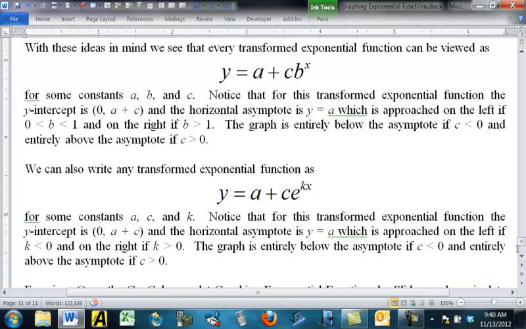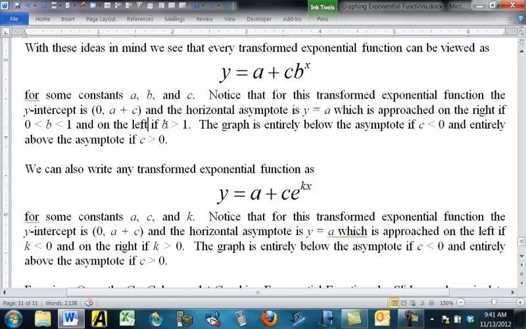So we've shifted it from, remember, this is basically replacing y by y minus a from our original graph. So if we started with y equals c times b to the x, and then replaced y by y minus a, we get this form, y equals a plus c times b to the x. And so now our horizontal asymptote is just y equals a. It's going to approach this on the left when the base is between 0 and 1. No, that's backwards. It's going to approach on the right if the base is between 0 and 1, and on the left if the base is greater than 1. The graph is entirely below the asymptote for negative c and entirely above the asymptote for positive c.